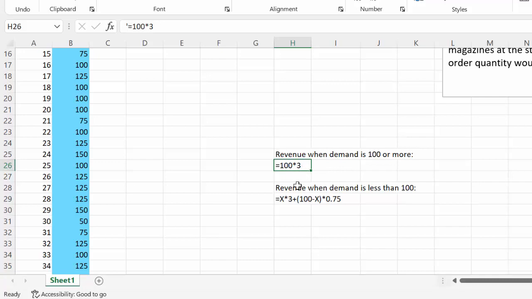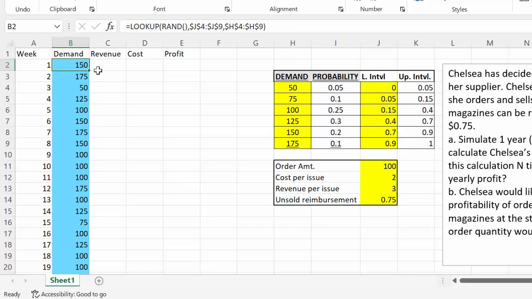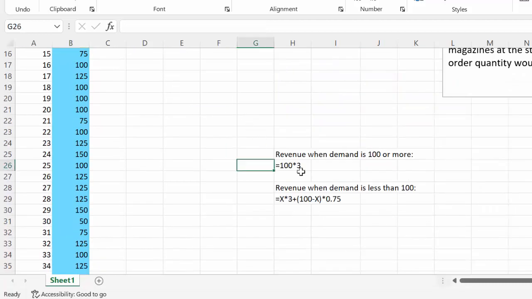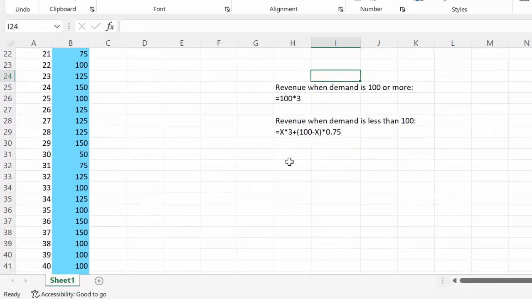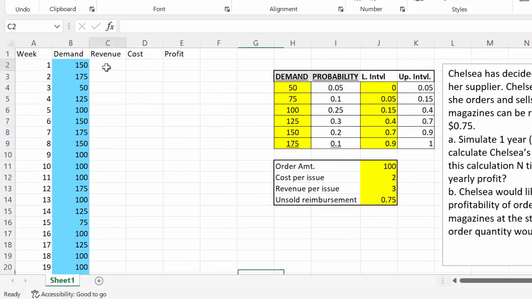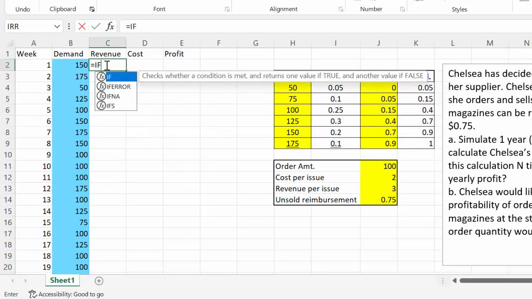There is no reimbursement because you're going to sell out. So we've got to put in here some kind of if function that looks at this demand and says, if it's 100 or more, follow this formula here. Now, if it's less than 100, follow this formula here. So we'll need to do an if statement. If you've never seen an if statement, luckily it walks you through it. So you just do an if.